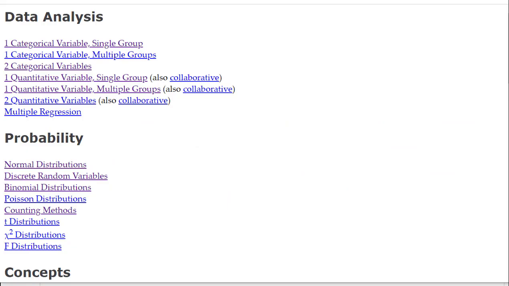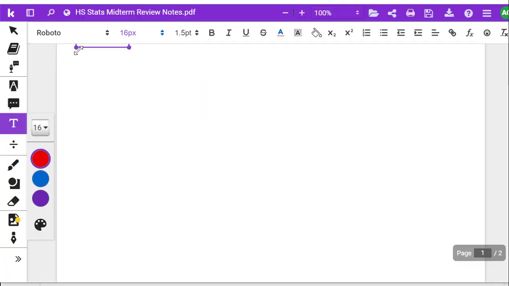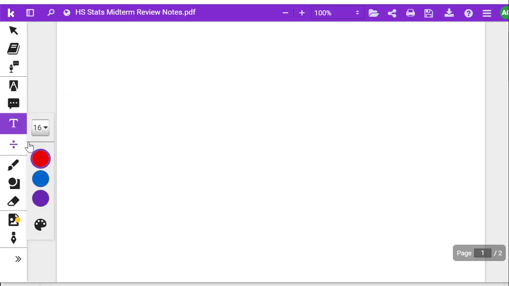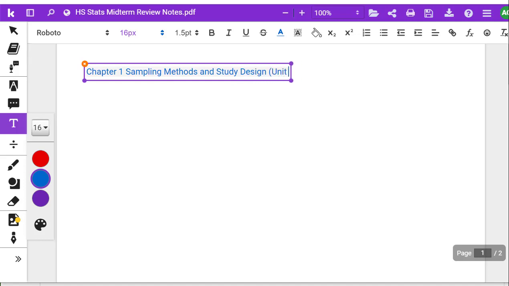So anyways, what you might want to do on your notes, make sure you know the different terms. I'm just going to start writing them here. Let's do blue. All right. So this is really a chapter 1 topic, which was the sampling methods and study design. This is Unit A. So you need to know sampling methods.